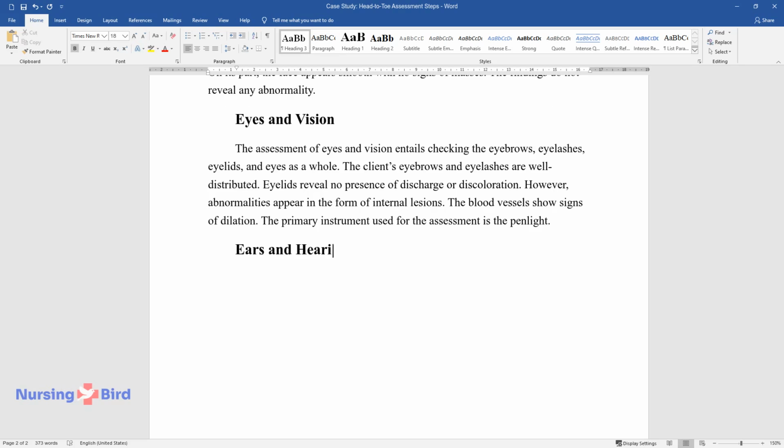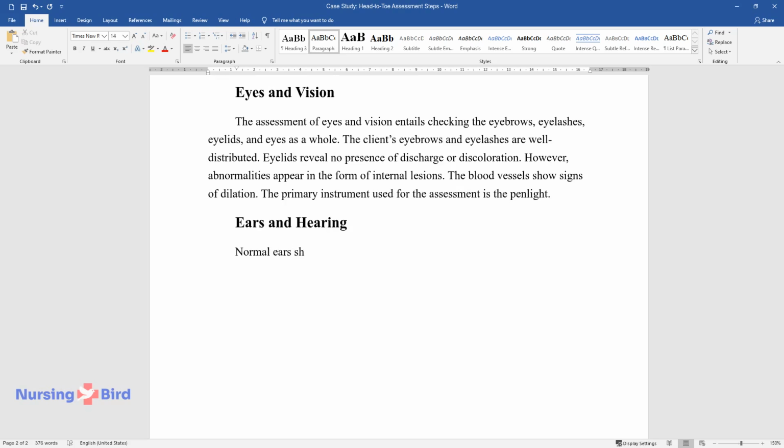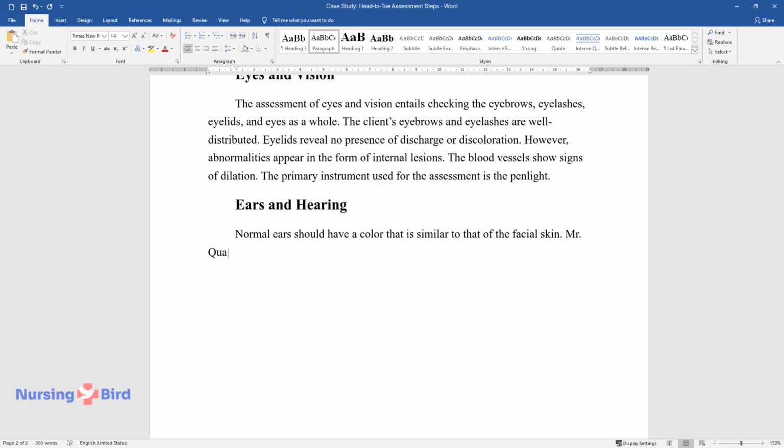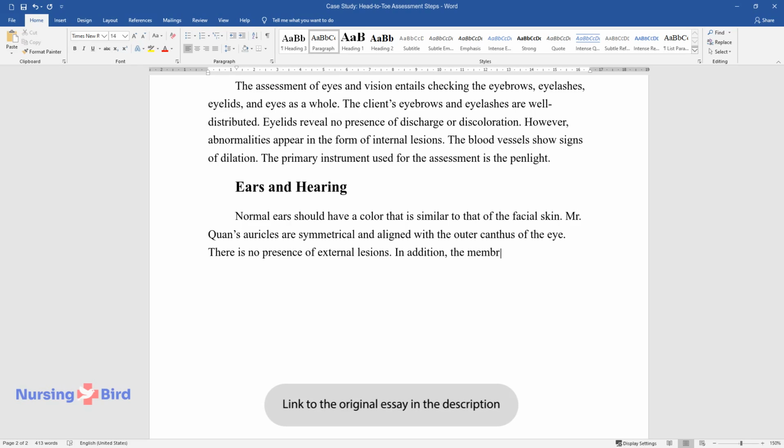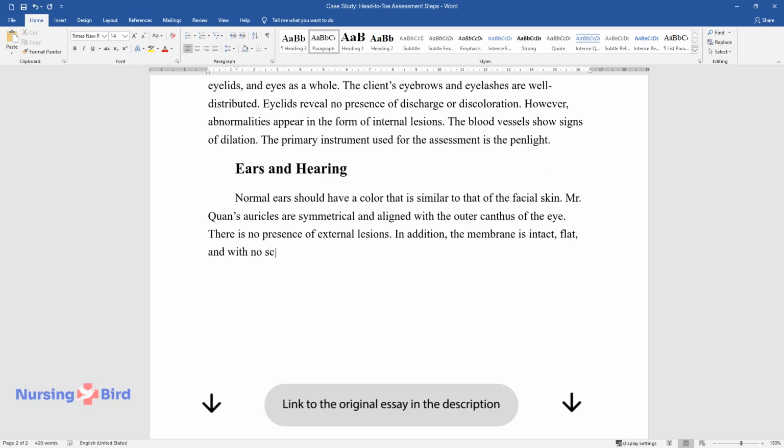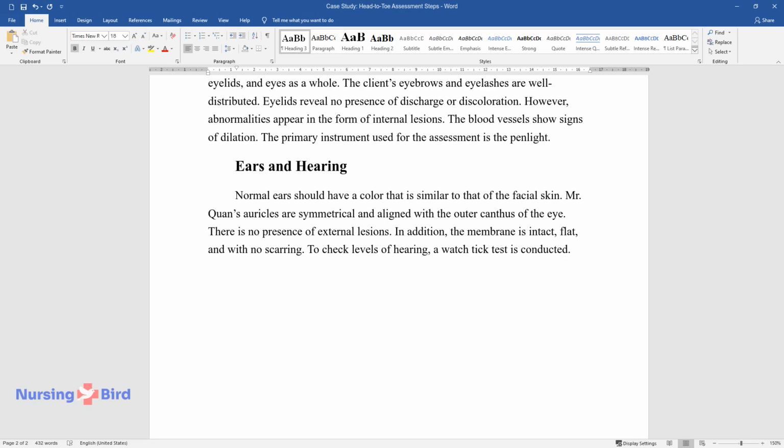Ears and hearing. Normal ears should have a color that is similar to that of the facial skin. Mr. Kwan's auricles are symmetrical and aligned with the outer canthus of the eye. There is no presence of external lesions. In addition, the membrane is intact, flat, and with no scarring. To check levels of hearing, a watch-tick test is conducted.